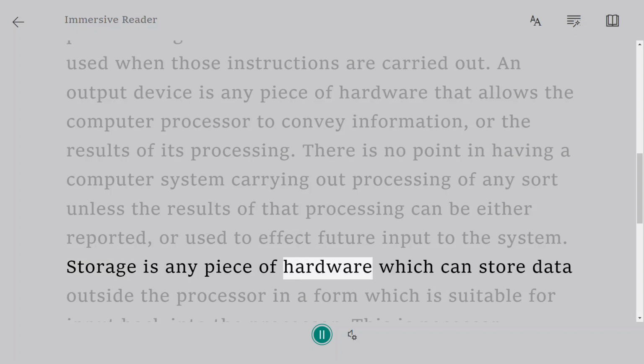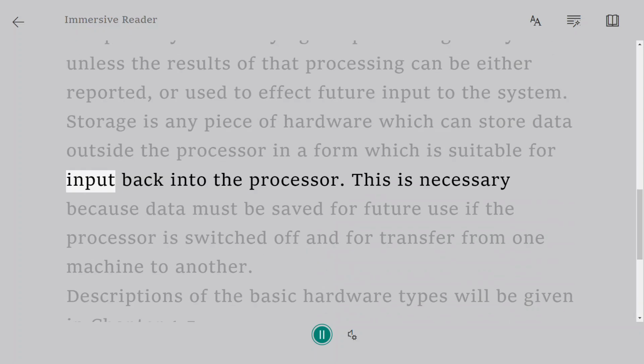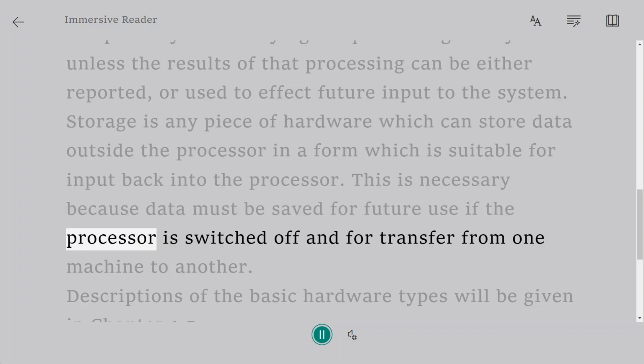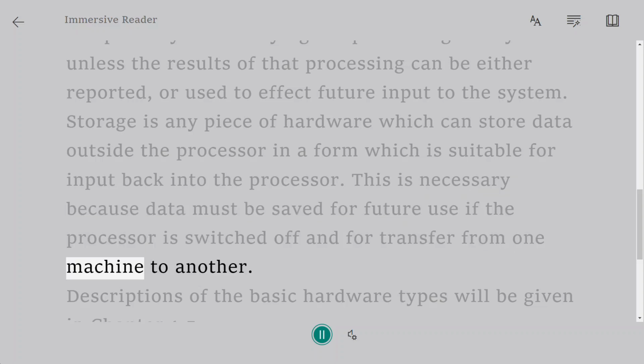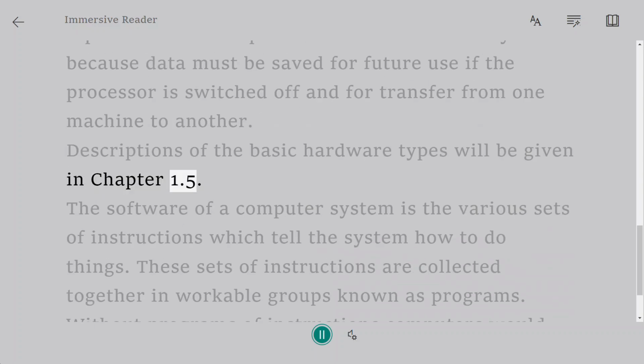Storage is any piece of hardware which can store data outside the processor in a form which is suitable for input back into the processor. This is necessary because data must be saved for future use if the processor is switched off and for transfer from one machine to another. Descriptions of the basic hardware types will be given in Chapter 1.5.